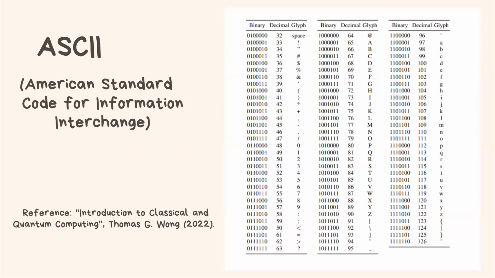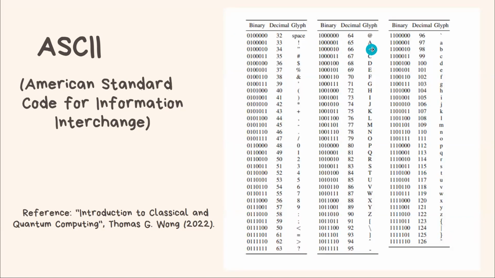Now let's just look at this. So this is what we did in the last video. We also looked into this ASCII table, which is the American Standard Code for Information Interchange. This table is taken from the book Introduction to Classical and Quantum Computing by Thomas G. Wong, 2022 edition. And you can see here, we saw that these are the characters, the English language letters that you have, which are not understandable by the computer, and they're stored in this binary form.